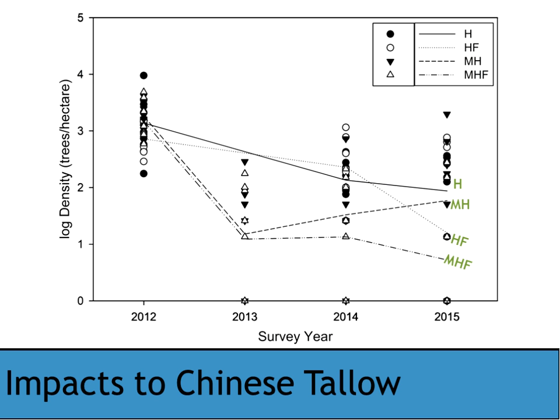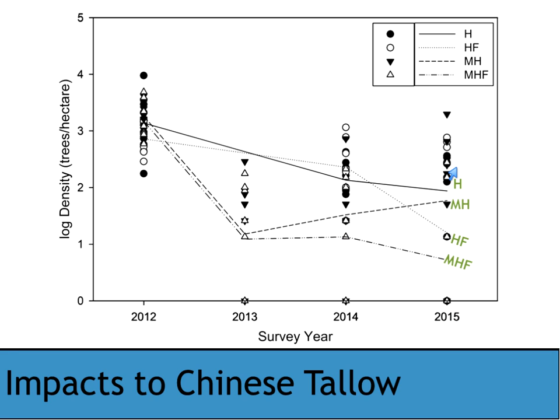So let's look at the overall effects of the integrated treatments on Chinese tallow. This is looking at the data through all of the years. On our y-axis here, we have the log density of trees, so stems, in this case per hectare, and then we have our survey year. So if we look at 2012, we're all about the same. And then we can see the effects of mastication here in 2013 in reducing Chinese tallow density. And then in 2014 we actually do start getting a little bit of an increase here in the mastication stands because of that sprouting that typically occurs after mastication.